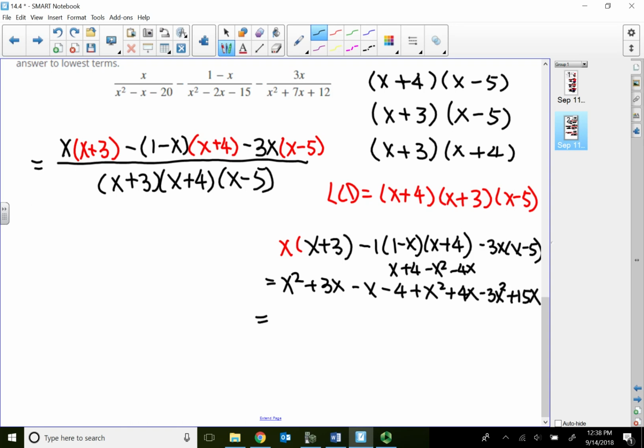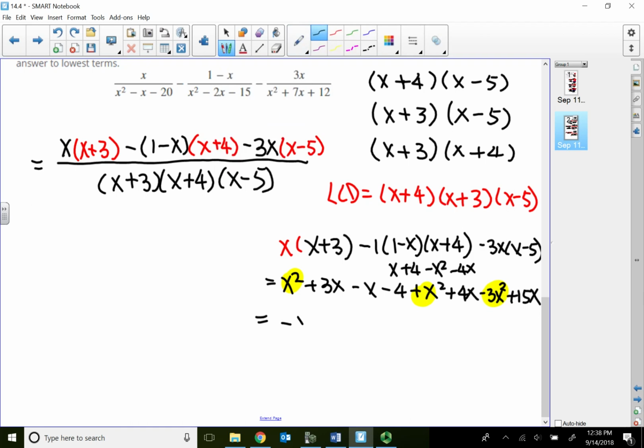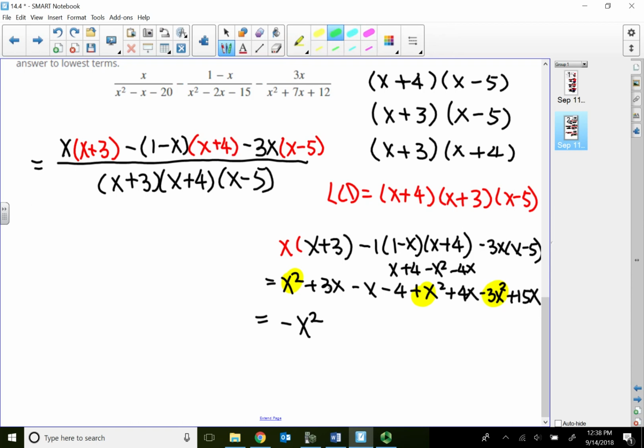All right, now let's combine like terms. So that's x squared plus another x squared minus 3x squared is negative x squared. 3x minus x is 2x. 2x plus 4x is 6x. 6 plus 15 is 21x. Positive 21x. Got it. All right, and the only constant I have is negative 4. Okay. I don't think this can be simplified.